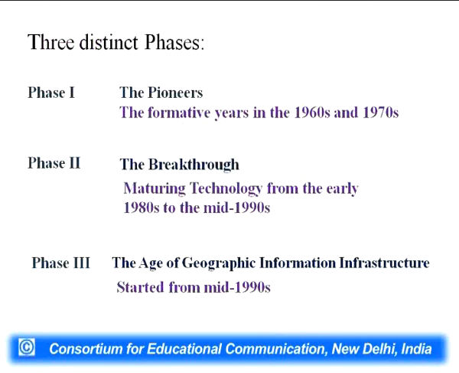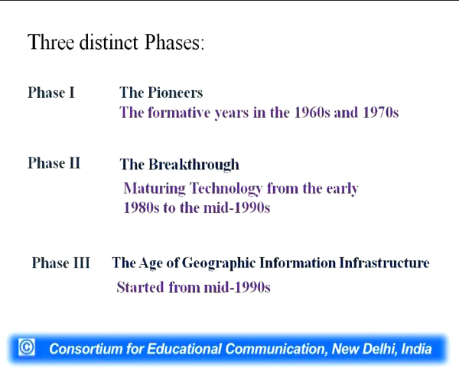Three distinct phases we notice when we see the history. The first phase is the pioneers phase, known as the formative years in the 1960s and 70s. The second phase is the breakthrough phase, maturing technology from the early 1980s to mid 1990s. The third phase is the age of geographic information infrastructure, started from the mid 1990s. So the pioneer phase, where the initiation of this technology started, is in the 1960s, and from there the development of GIS has taken place.